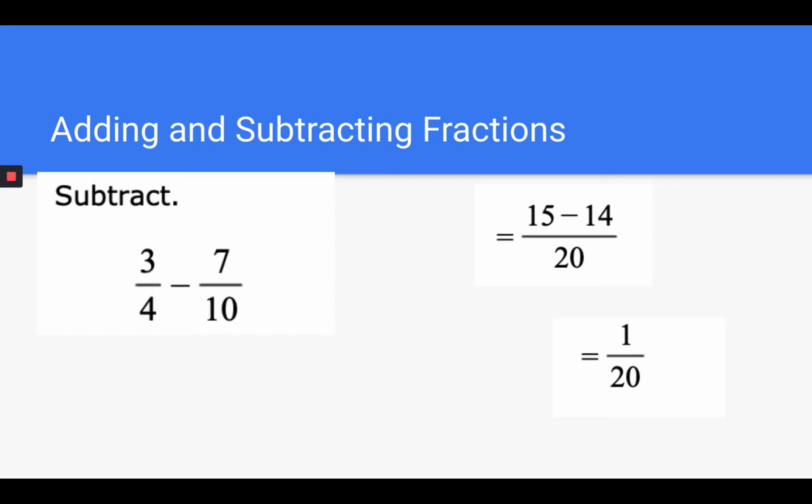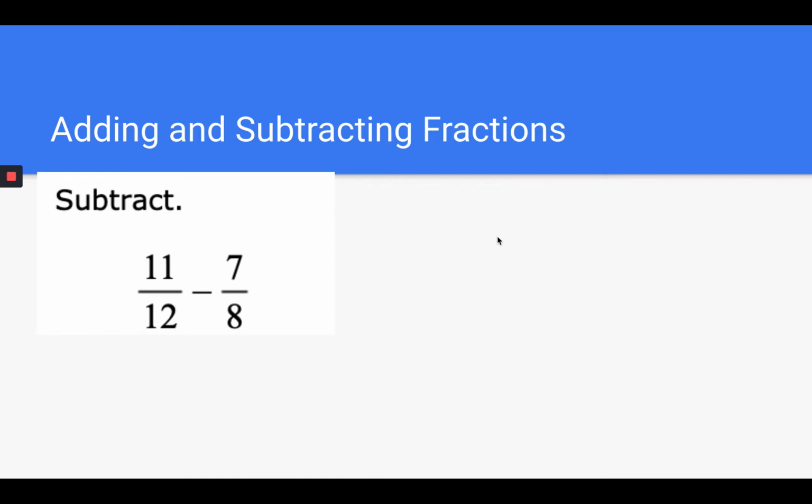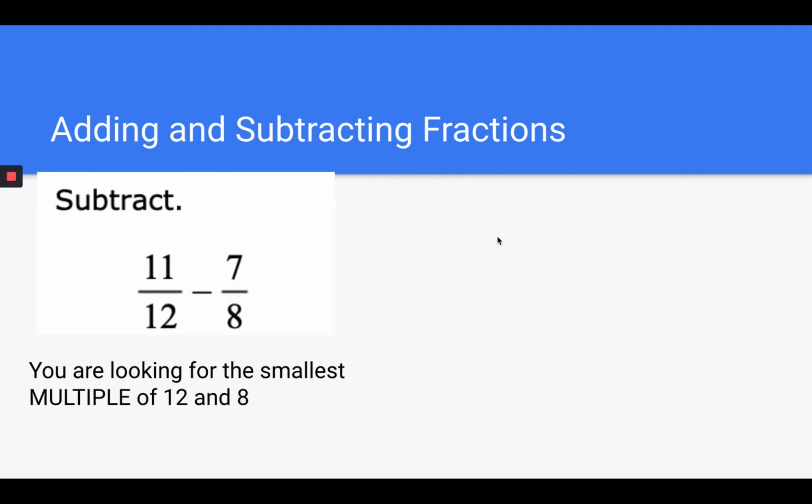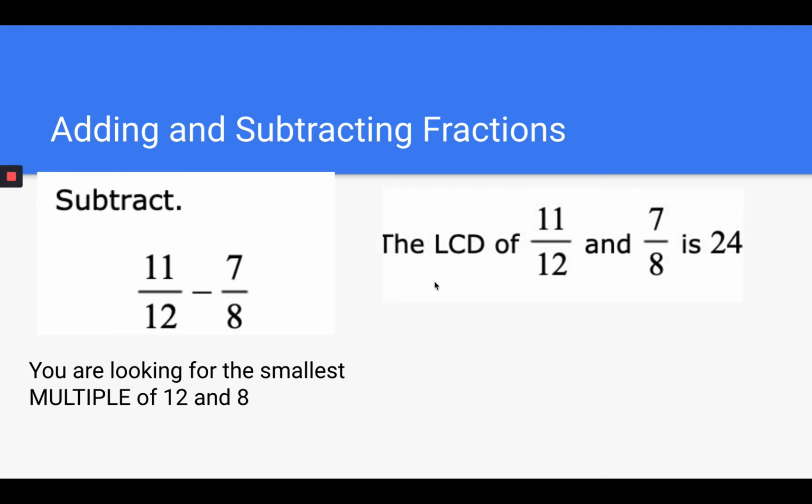Last example in the video today, coming up. Okay, we've got 11/12 minus 7/8. Again, first things first, you have to find the lowest common multiple, the smallest number both 12 and 8 will go into. So you want the smallest number that both 12 and 8 will go into. And hopefully you're saying 24. If you count by 12s, count by 8s, they both go into 24.